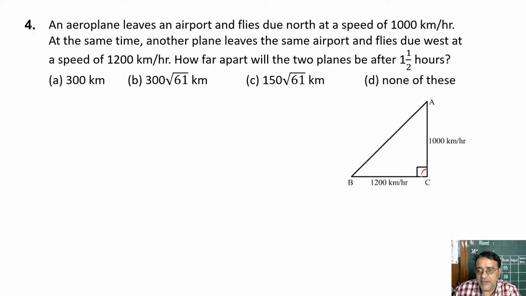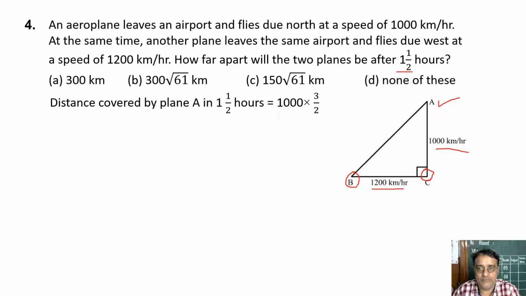So ये एयरपोर्ट है. ओके, यहाँ पर एक फर्स्ट एरोप्लेन पहुँचा. Okay, and the speed is given 1000 km per hour. This is the position of second aeroplane and the speed is given 1200 km per hour. Right? And we know that distance is equals to speed into time. And what is the time given? 1.5. So 1.5 we can write 3 by 2.